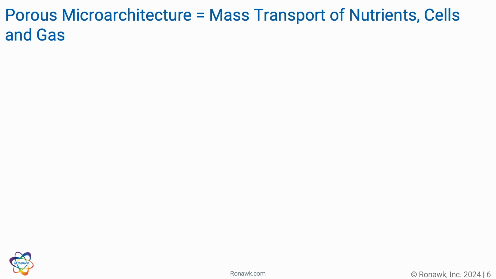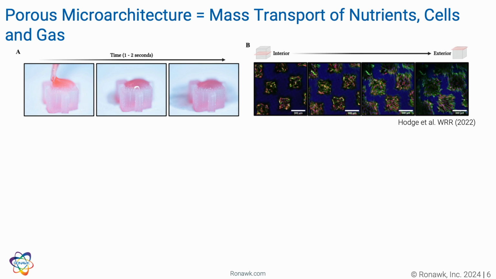As I mentioned, the porous microstructure is, for us, mass transport of nutrients, cells, and gas. In this first image, A, this is our BioBlock placed on a Chemwipe, and we added 1 ml of quote-unquote media. You can see that within 2 seconds that media is running through our pore channels and our pore network, and is getting absorbed by that Chemwipe. The same would have happened if that media had cells.